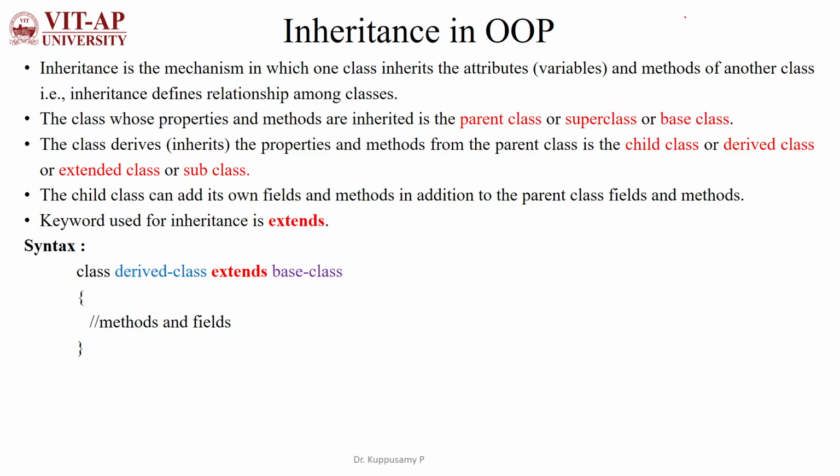Whenever we are writing a program in Java, we write a class with the class name. Then the class can have variables and methods. These are called member variables and member methods. Inheritance is the mechanism in which one class inherits the attributes and methods of another class. It defines the relationship among different classes.